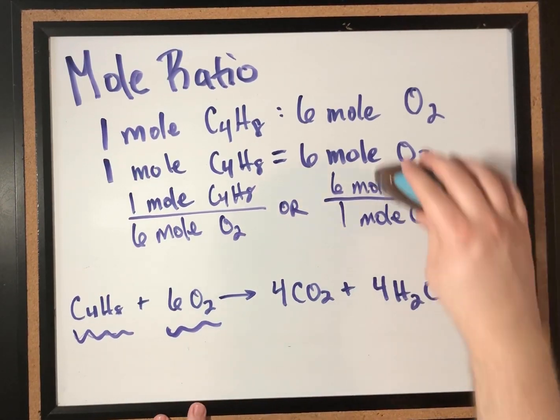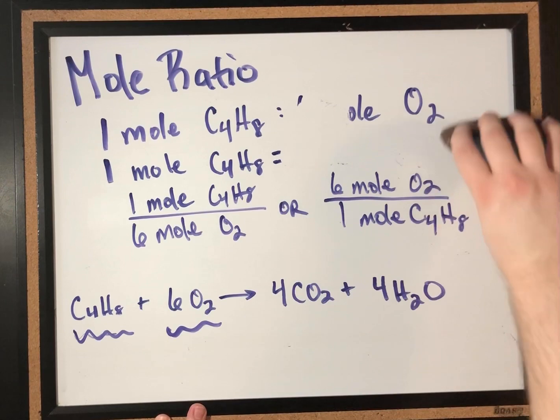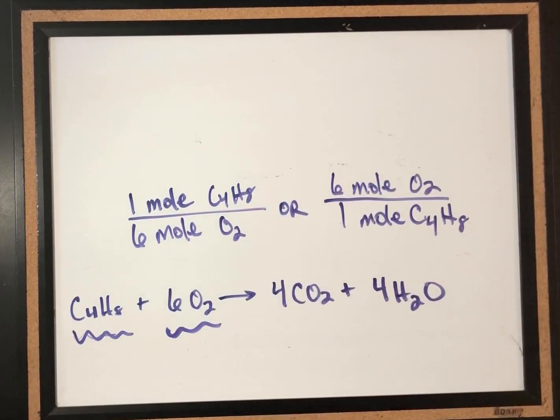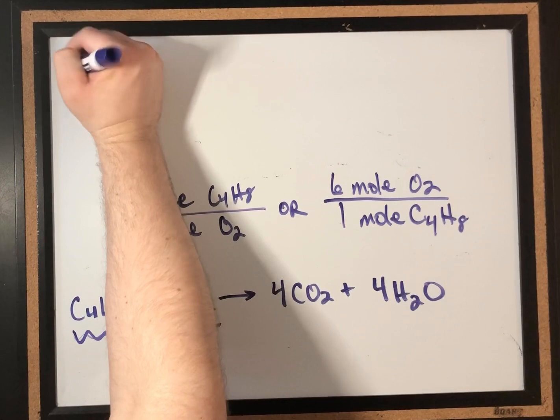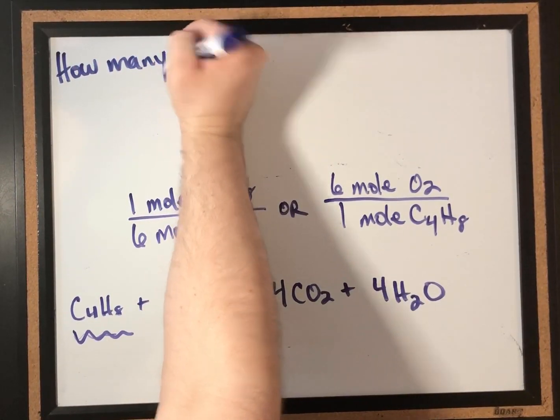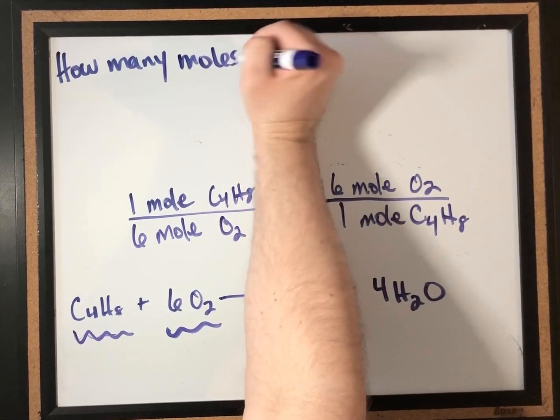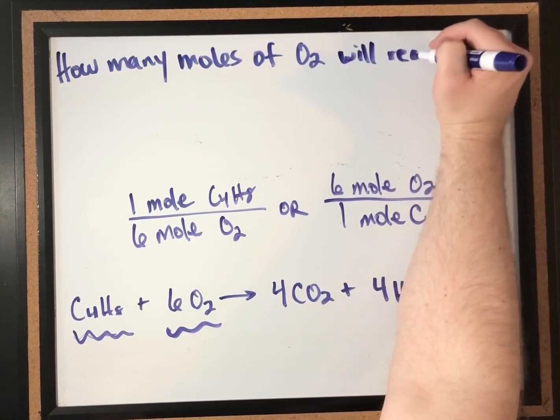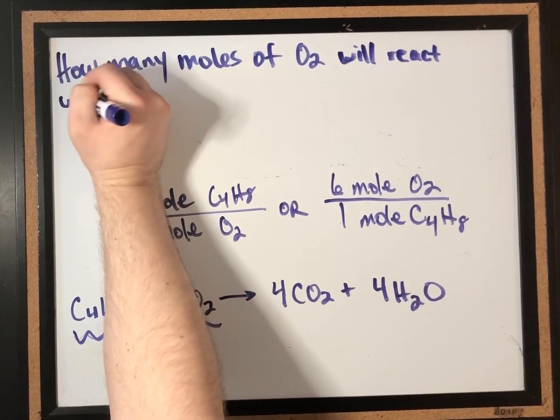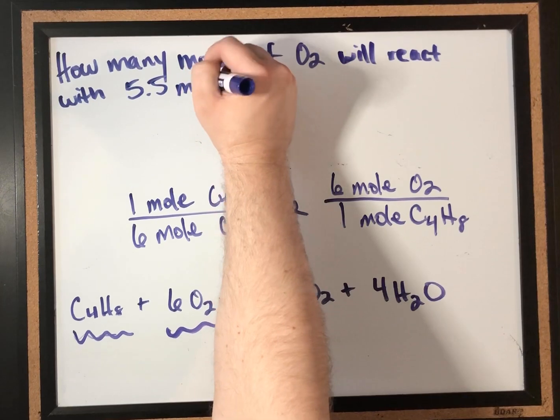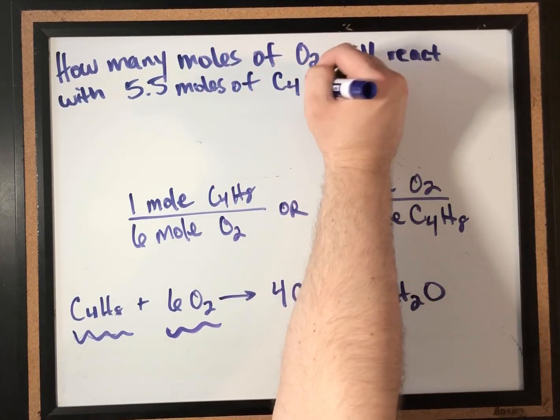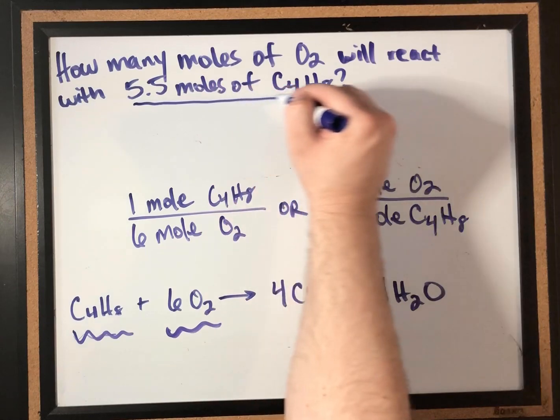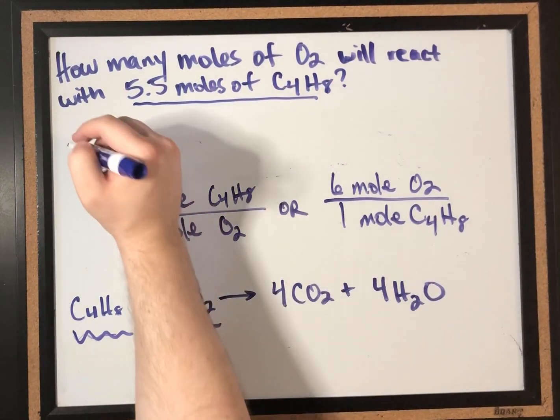So let's do a problem now. The problem is going to be: how many moles of O2 will react with 5.5 moles of C4H8? All right, the given is that. That's the number that's given. So we know we're going to start off with this.